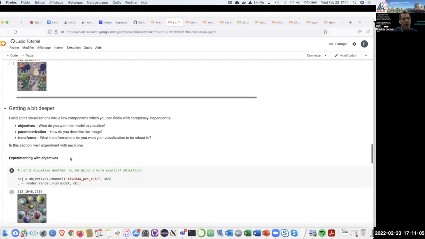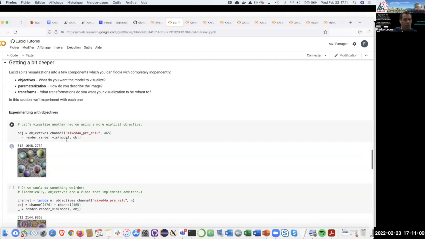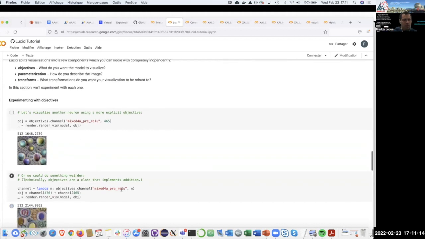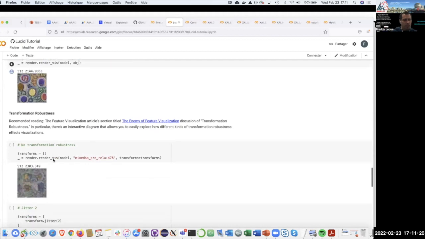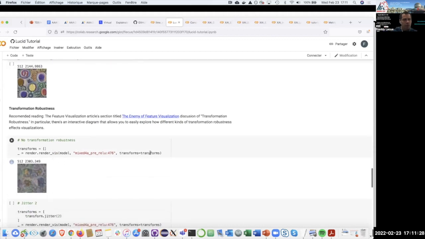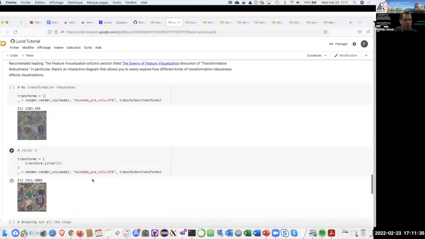Here, I wanted to show that you can visualize in different ways. Here you see another one, and here you combine two channels. You can even combine units together. And here they have a transformation. It's a simple transformation, but you can use much more complex transformations. And again, we're always on the same unit here.